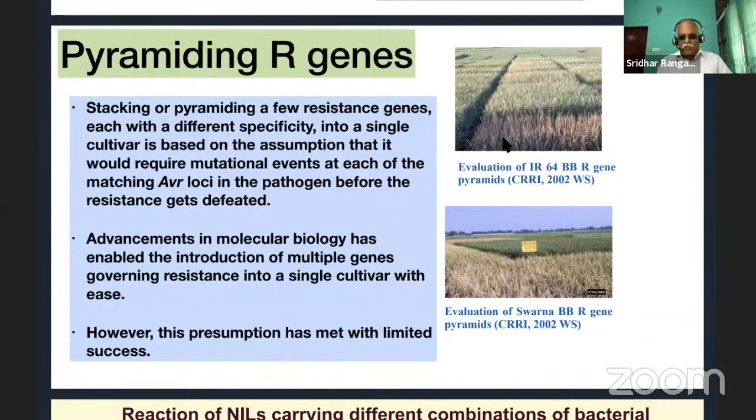And here you see, this is my own experimental field at the National Rice Research Institute, formerly CRRI, somewhere around 2002. You see in the foreground the susceptible check variety, and in the background you see all these are gene pyramided lines which are planted in the field. And this is with reference to Swarna, all surrounded by susceptible ones, and the Swarna pyramided lines are there.